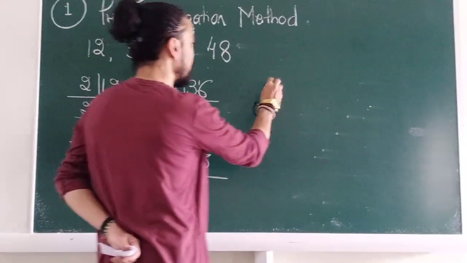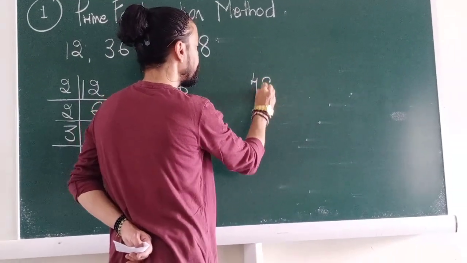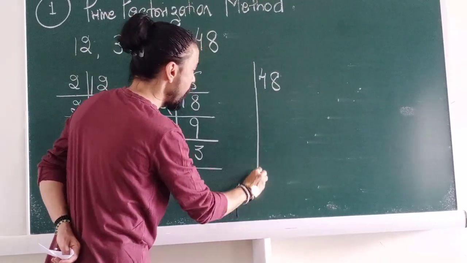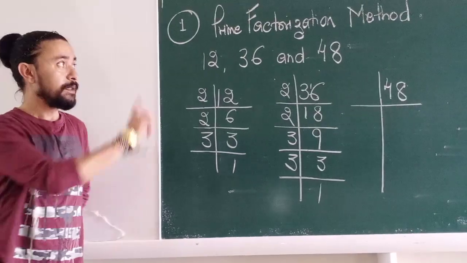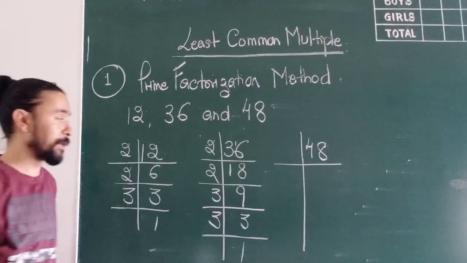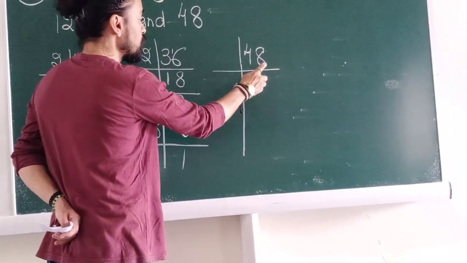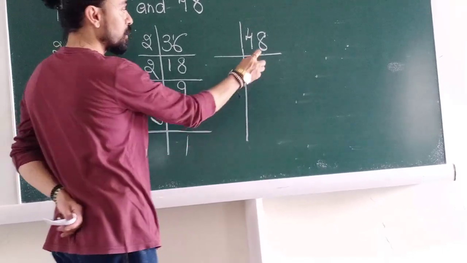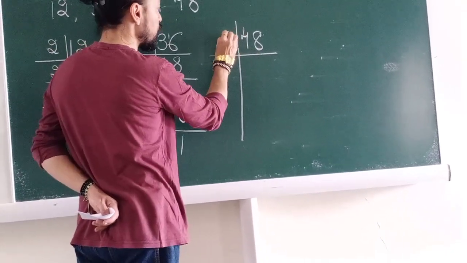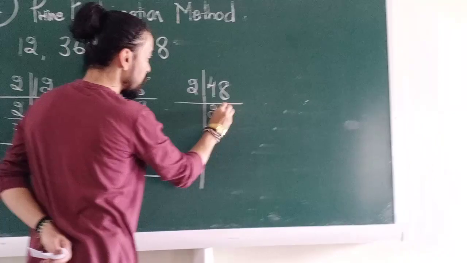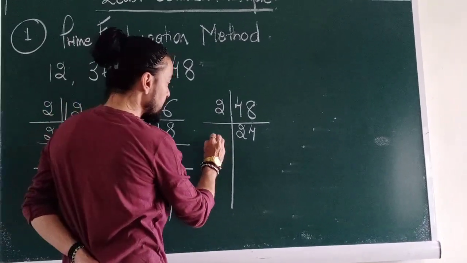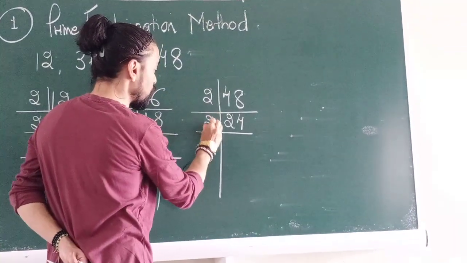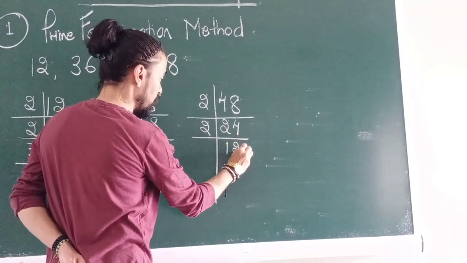Let's go to the next number, 48. Remember, we are doing the prime factorization method. Does 2 divide 48? Yes, because it's ending with 8. So 2 2s are 4, 2 4s are 8. Does 24 divide by 2? Yes, it's ending with 4. So 2 1s are 2, 2 2s are 4.